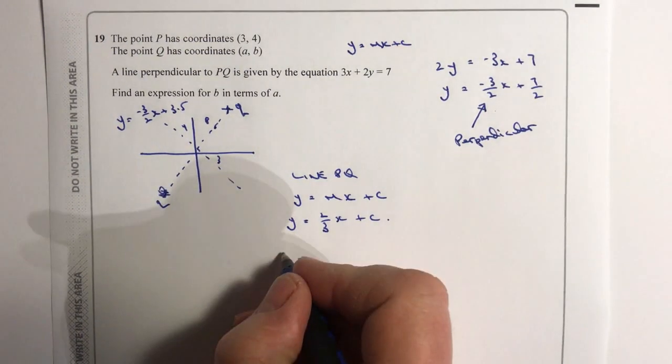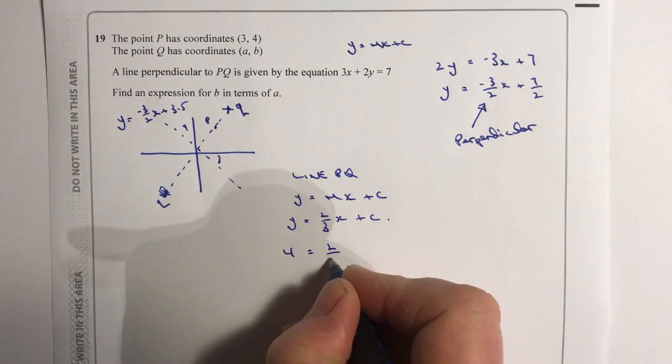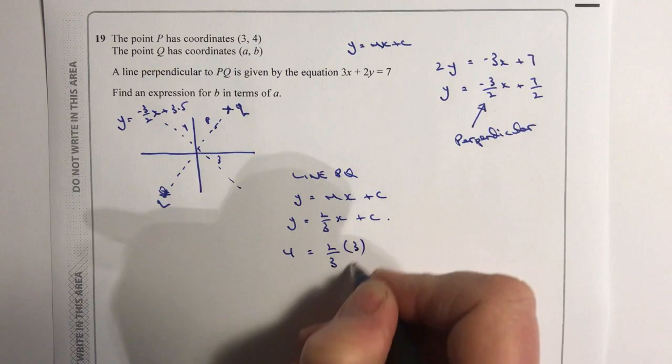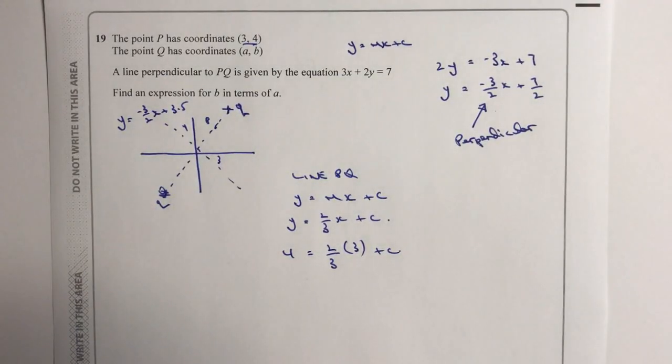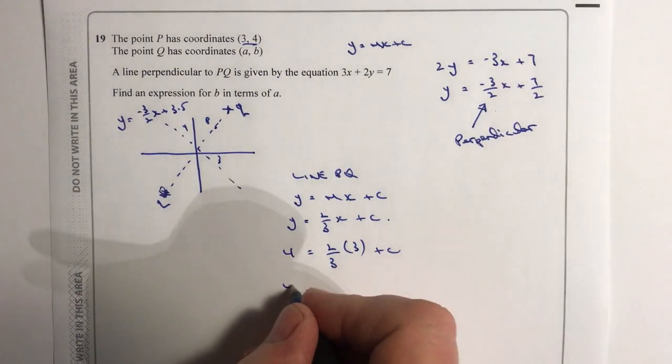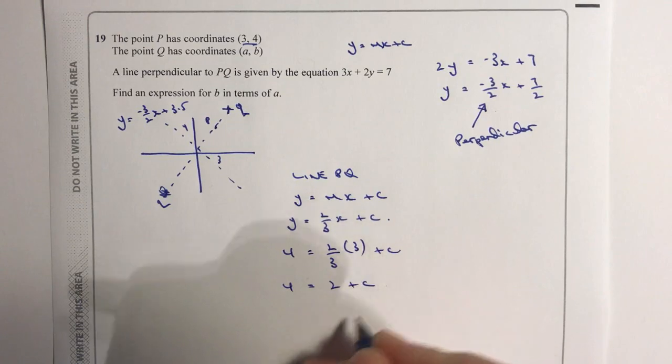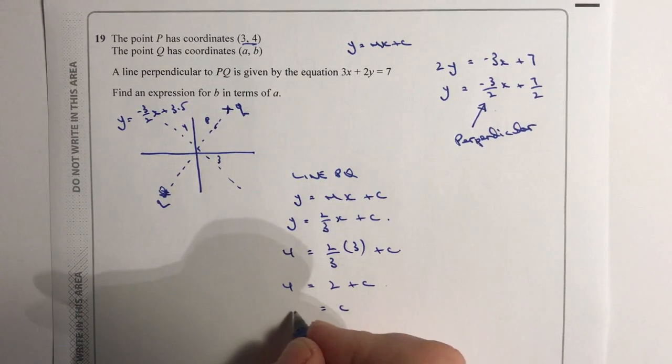So I can just plug that in. I can say 4 is 2 over 3 times 3 plus c. So I'm using these coordinates at the top here. And when I work that out, I'm going to get 4 equals 2 plus c. So c must equal 2.